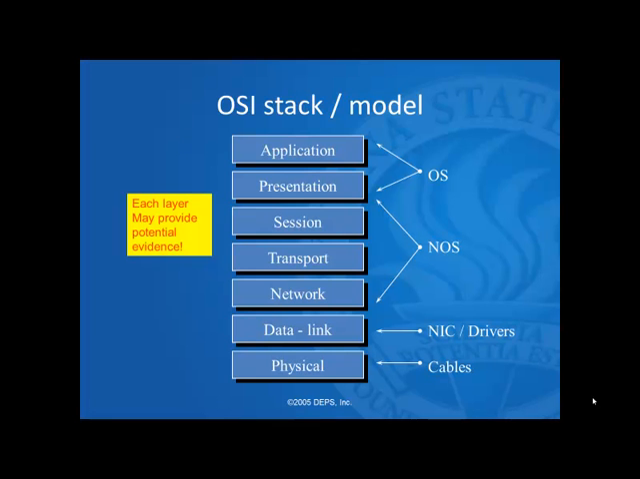But it may help you to visualize and understand what you're asking for and what you're seeing when you use something like Wireshark to look at the network traffic. Am I looking at something that came out of the transport layer? Am I looking at something that came out of the session layer or the presentation layer?